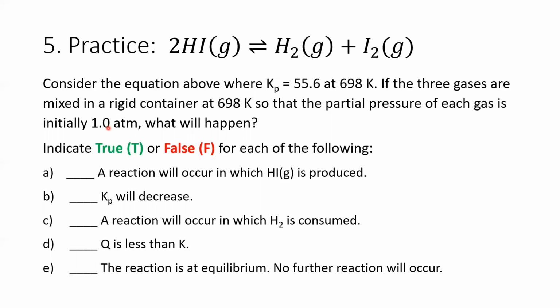Indicate true or false for those 5 statements. I'll give you a hint. The first thing you want to do is calculate Q. Okay, products over reactants raised to the power of the coefficient in the balanced equation. This time you're going to do it in terms of pressures instead of concentrations, but the way you do it's the same. And then once you calculate Q, you can go through and answer the rest of the questions.